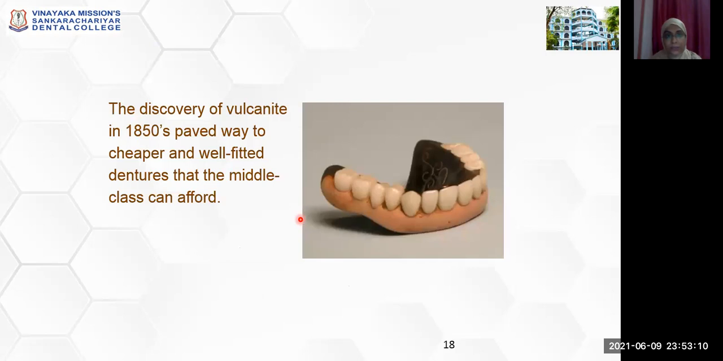So it was this vulcanite in 1850, okay, which paved the way for cheaper dentures. Even the middle class people were able to afford these dentures. But again, vulcanite had its own disadvantages. Okay, it was dimensionally unstable, it had unpleasant taste, odor and all this.